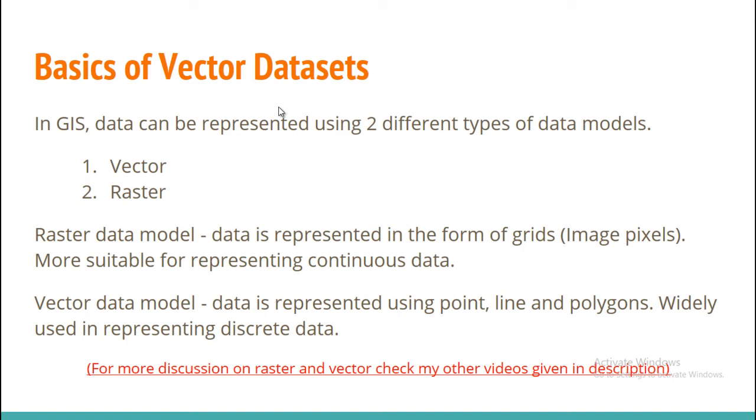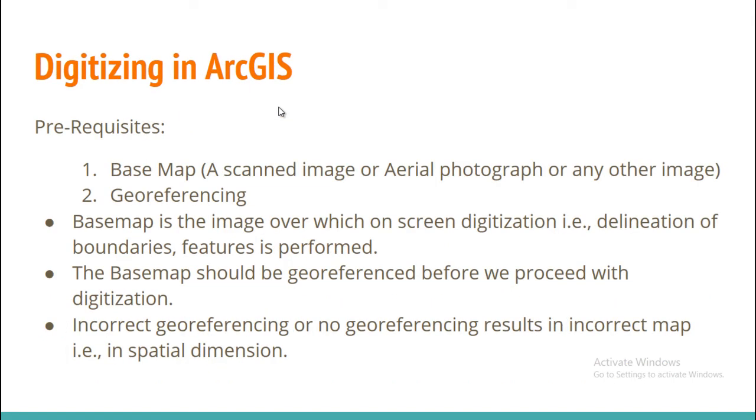For example, using the vector data model, you can represent where a tree is located or where a ground well is located. These types of objects are normally discrete by nature. I'll be preparing more details about vector and raster in coming videos.